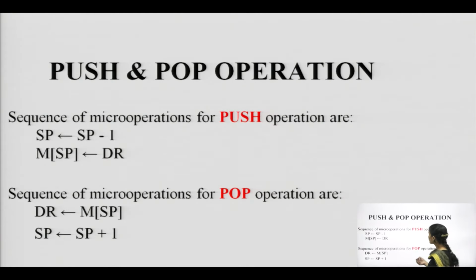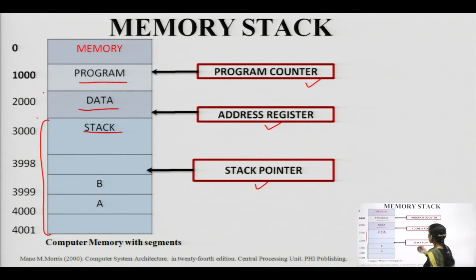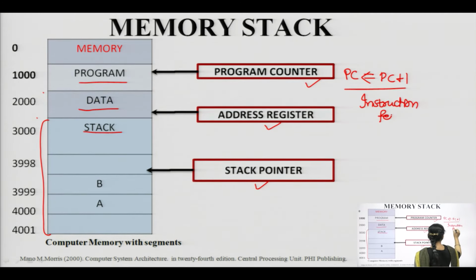Then the push and pop operations, how this takes place in memory. From this diagram I am saying that my program counter will always be incremented by 1 as the instruction is being fetched, when I am assuming that the instruction is occupying only one memory space. If it is of 2 bytes, then this PC will be incremented by 2.